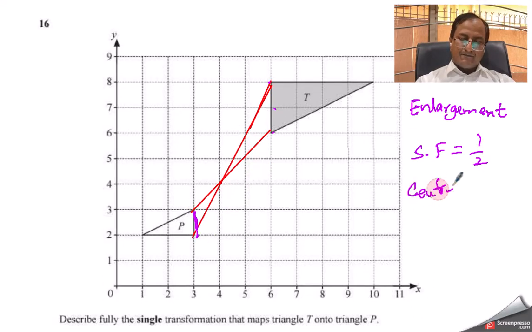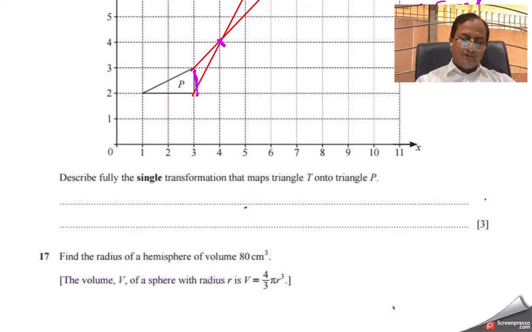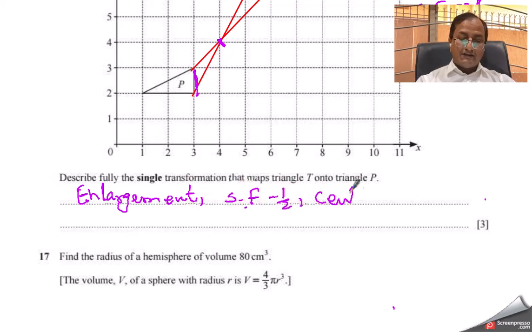The center is 4 and 4. This is an enlargement for 1 mark, scale factor half. Okay, but this is negative 1/2, not the half, because it becomes opposite to the center of enlargement, then the scale factor is negative, minus. These 3 points we're supposed to write over here: enlargement for 1 mark, scale factor -1/2. The center of enlargement is 4 and 4.